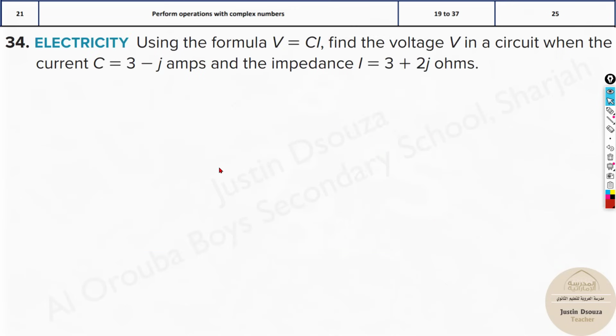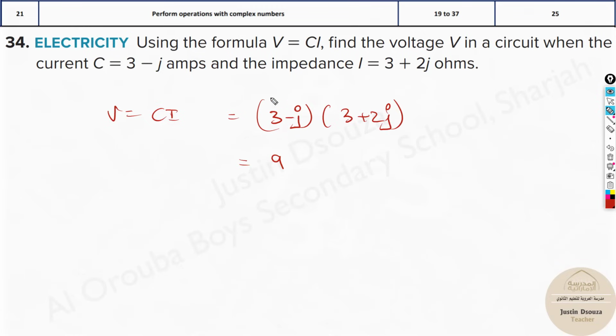Now even this is pretty simple. Now we will try to see the other type of problems. The 34th is kind of a real world problem using the formula V equals CI. Find the voltage in a circuit when the current is given as 3 minus j amps, and the impedance, that's the resistance, is 3 plus 2j. Now j is the imaginary part and the real part is the numbers. You need to find the voltage. Voltage is given as CI. What is C? C is given as 3 minus j multiplied with I, which is given as 3 plus 2j. That's it. Now multiply them up.